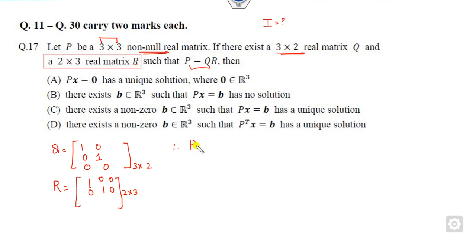Now can you find the value of P equal to QR? So you can multiply them. The product will be 3 cross 3. So what will happen if you multiply them? It's 1, 0, 0, then 0, 0, 0 and so on. So this is my P.